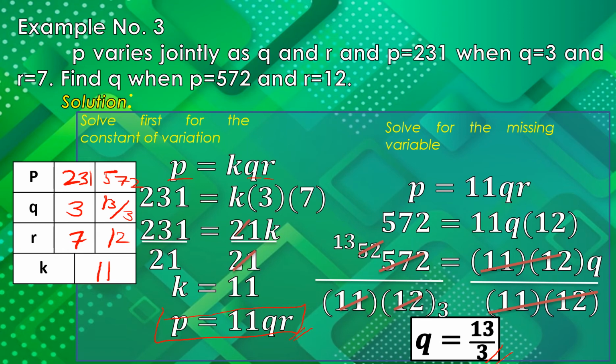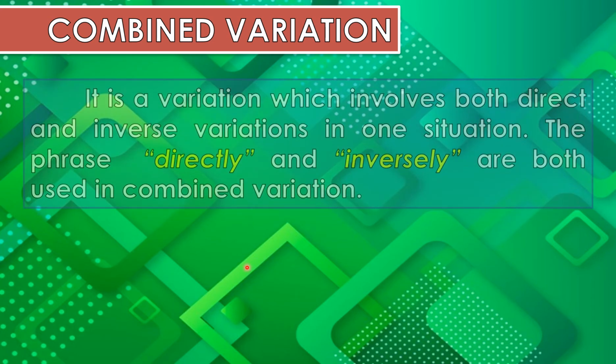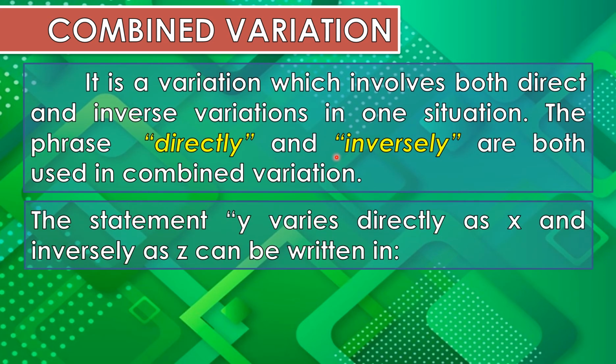Lipat naman tayo sa next type of equation, which is combined variation. Okay, when we say combined, ibig sabihin pinagsama. Kaya makakita tayo dyan ng dalawang uri ng variation. It is a variation which involves both direct and inverse variation in one situation. The phrases directly and inversely are both used in combined variation. Pwede rin natin siyang haluan ng jointly. Kasi combined naman siya, ibig sabihin pwede natin isama dito yung jointly, since yung jointly naman ay uri din ng direct variation.